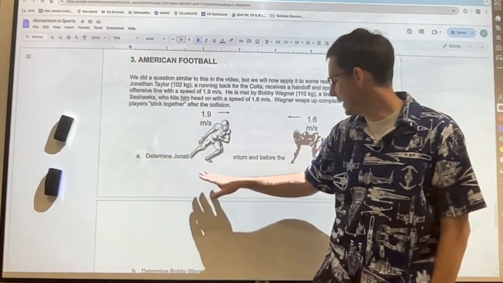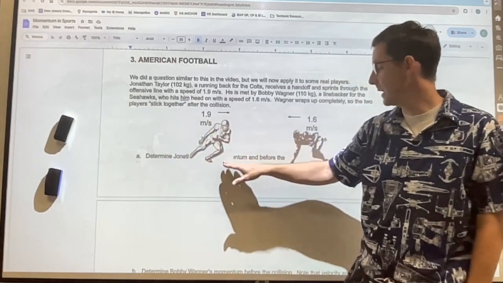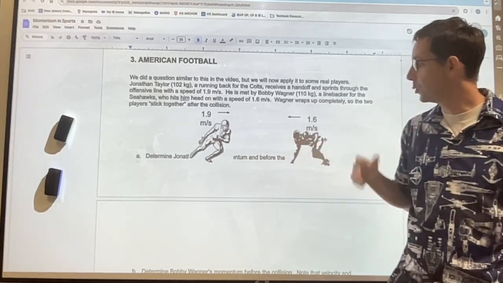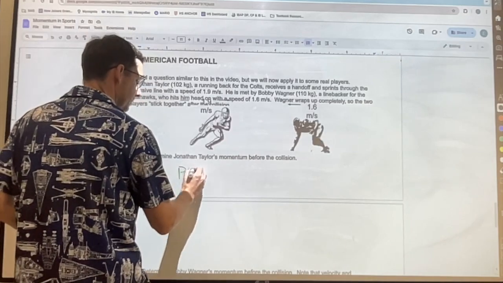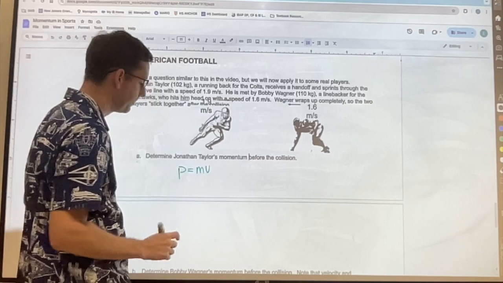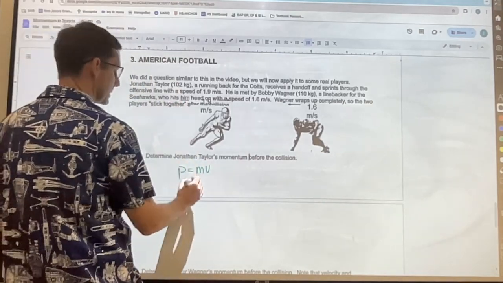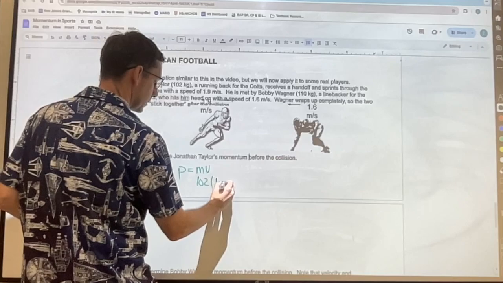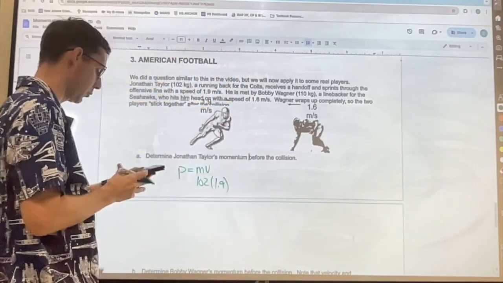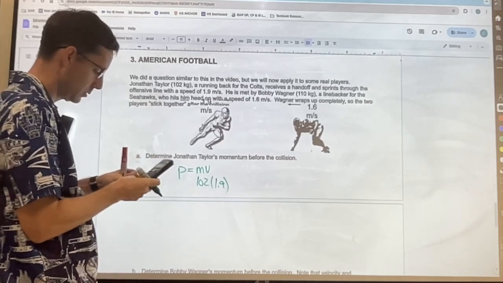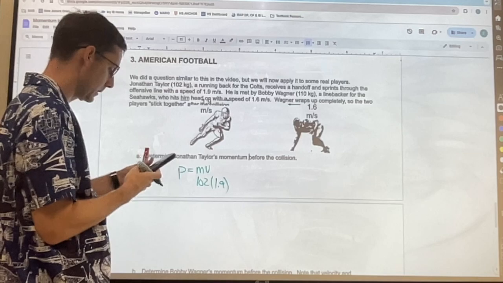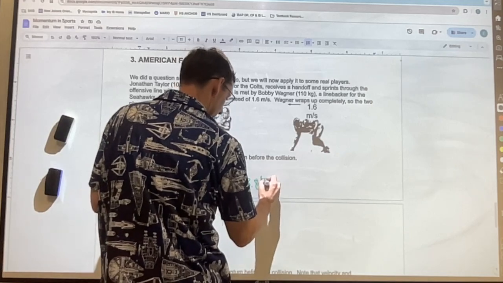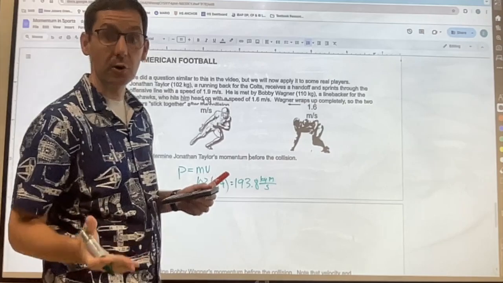All right, so the first thing is it wants us to determine Jonathan Taylor's momentum before the collision. So that's what we'll do first. Straight up, momentum equals mass times velocity. We know Jonathan Taylor's mass is 102. His velocity was 1.9. So we're going to do 102 times 1.9, and I get 193.8 kilogram meters per second.